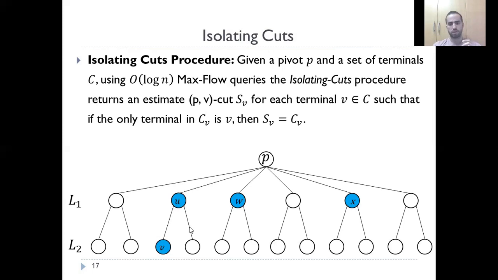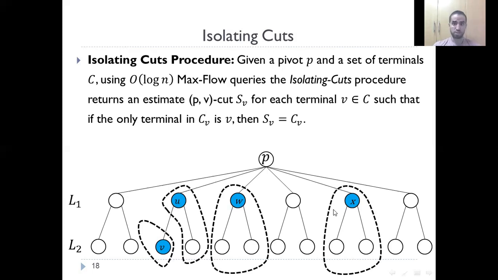Now, in order to get a better feel for it, let me show you how it works here in this example. So the blue nodes, let's say they are chosen to be the terminals for the isolating cuts procedure. Now, in this case, we can already see that the minimum cut between P and X has exactly X as a terminal. And so the isolating cuts procedure will be able to output this cut correctly. The same goes for W, but not for U, because there are two terminals in the cut between P and U.